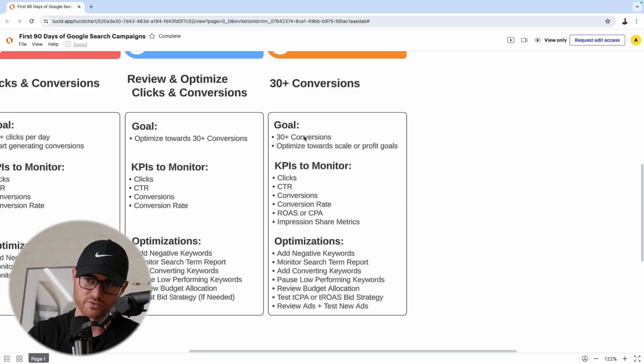So I'm now looking at ROAS and CPA. Well, if my ROAS goal is eventually like 300% and I'm still just at like 100% ROAS, well, I'm pretty far off from profitability still. So there's an issue there. So maybe I've got the conversion volume now, but boy, can I actually make this profitable? Same with CPA. The other thing I'm looking at is my impression share metrics.